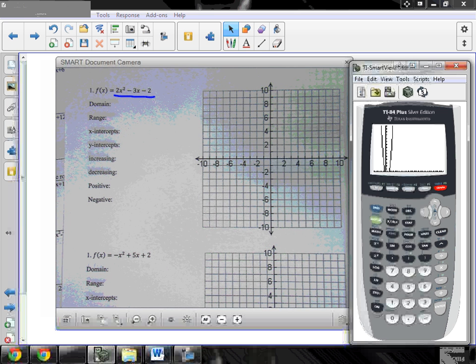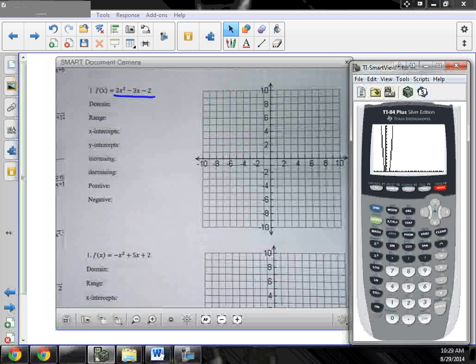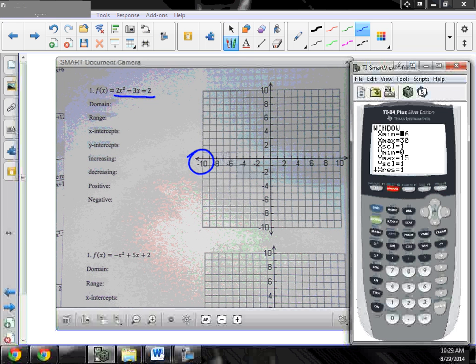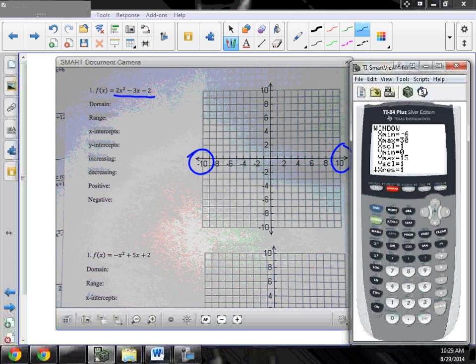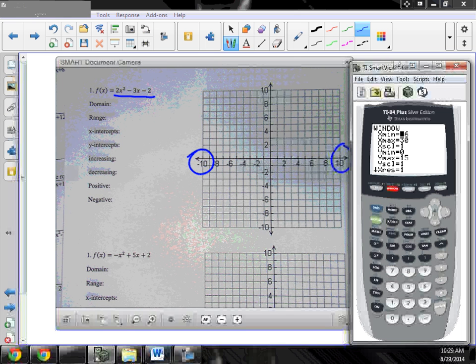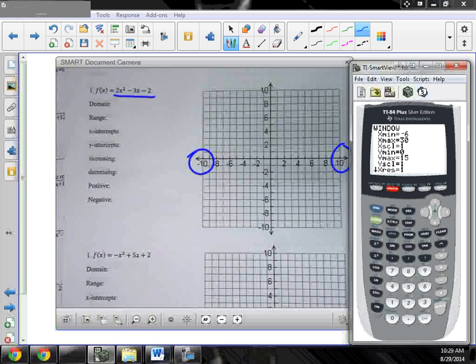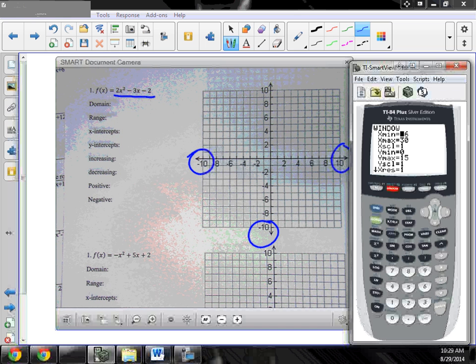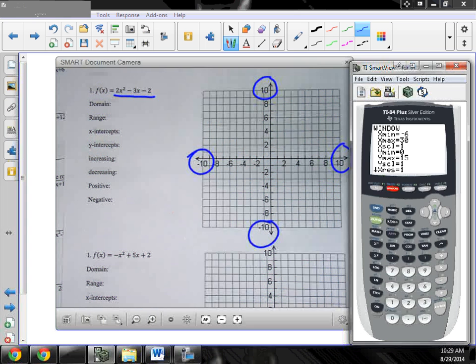So if your window is all mixed up, you can push window, and you can actually tell it the lowest x value and the highest x value. So I want to go from negative 10 on the x to 10. And then this SCL is the scale. How often do you want to put a tick mark on that axis? And we probably want to do every one. And then we want to go from negative 10 to 10 on the y. So y min negative 10, y max 10, and then the scale would be 1.